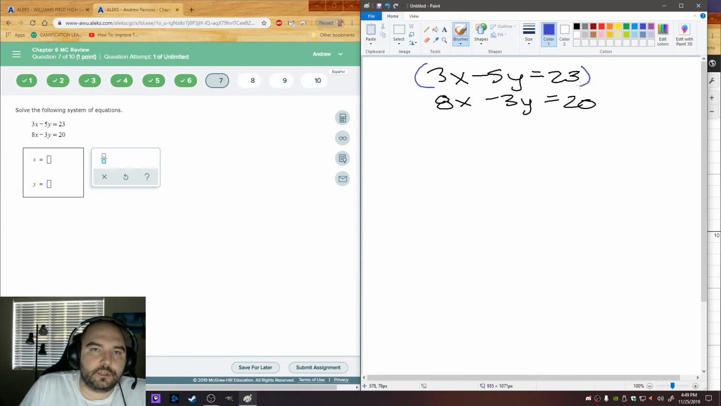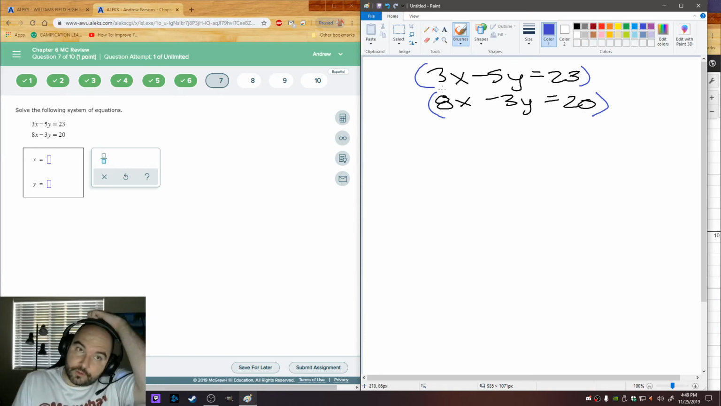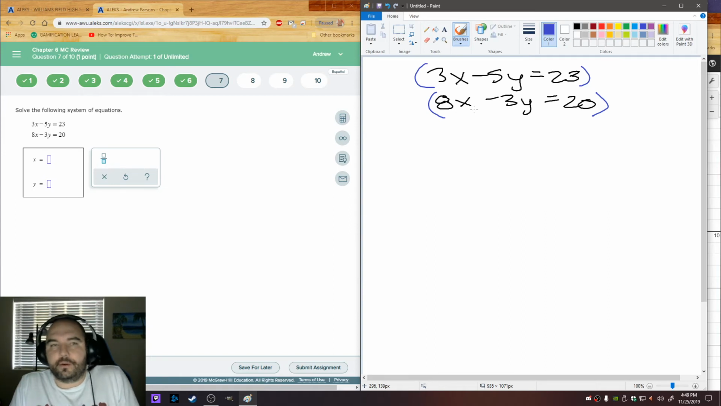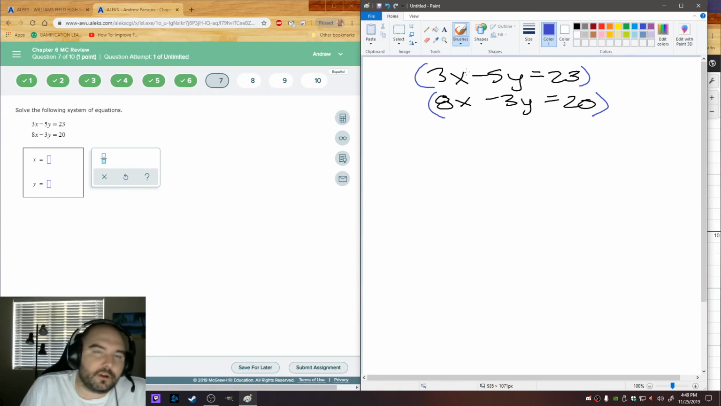Okay, same situation as before. I would really like to multiply one row, but unfortunately I can't turn 3 into 8, and I can't turn negative 3y into 5y, which is a bummer. So now I get a choice. Do I want to get rid of the x's or the y's? Last problem I got rid of y's. This one I'll get rid of x. I think the y's look pretty good to cancel, but we'll do this.